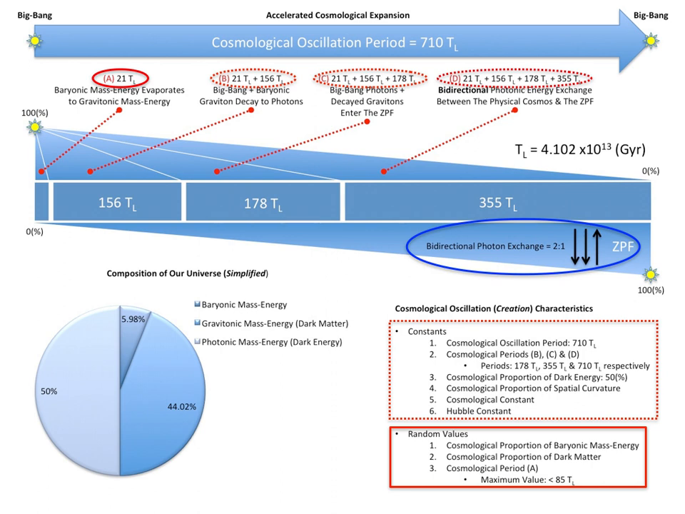Therefore, for every 2 real photons entering the zero-point field, 1 photon is returned from the zero-point field to the physical universe. This process is the origin of the Casimir effect.